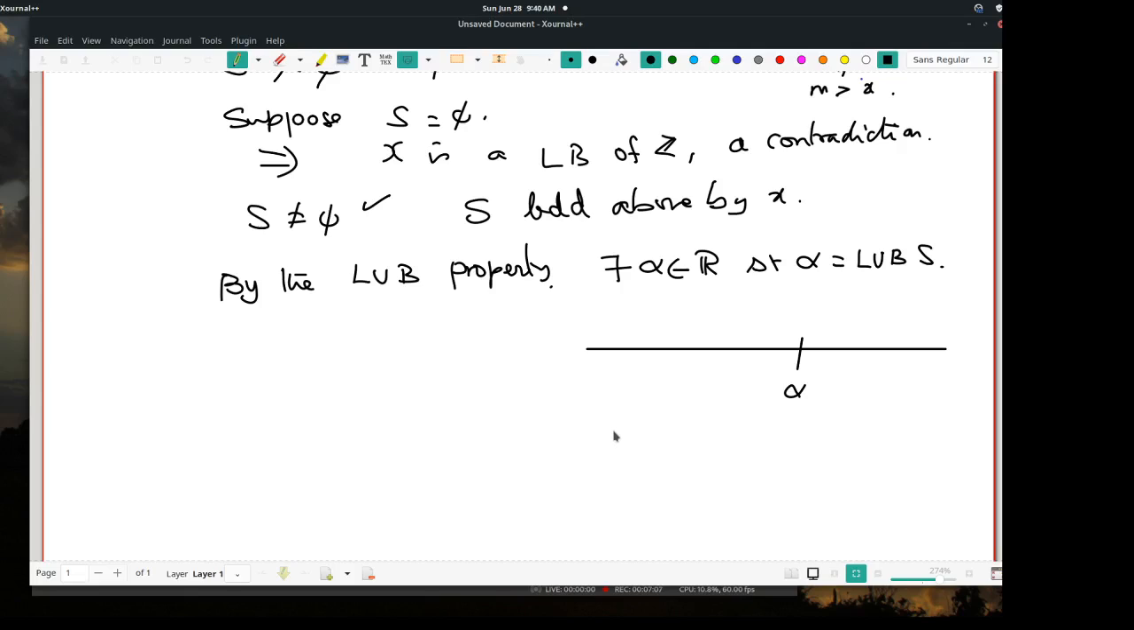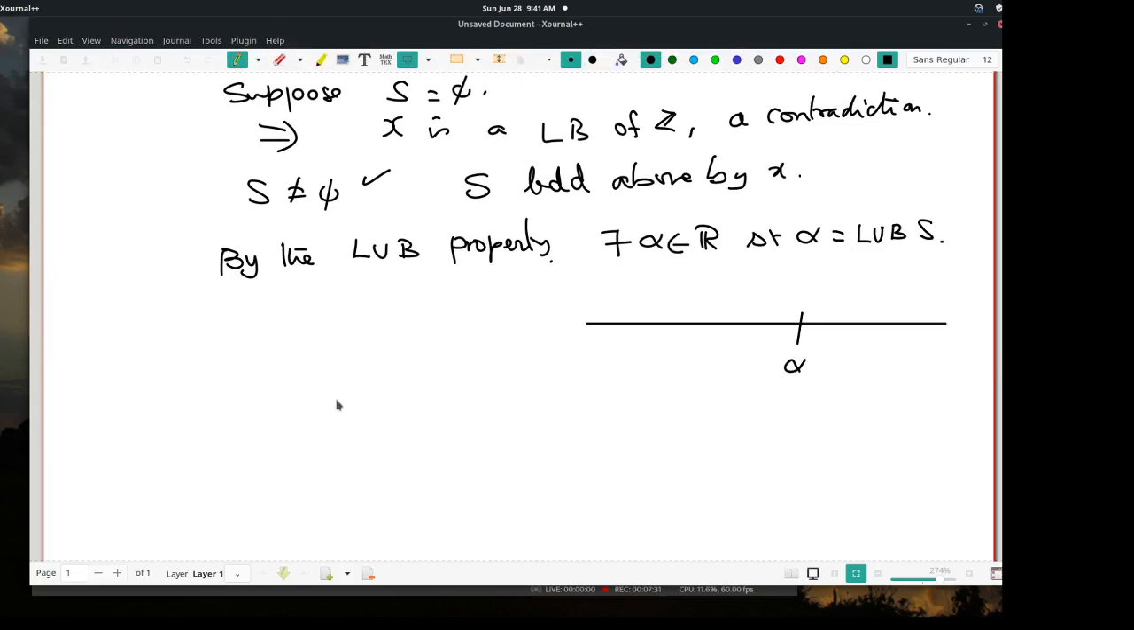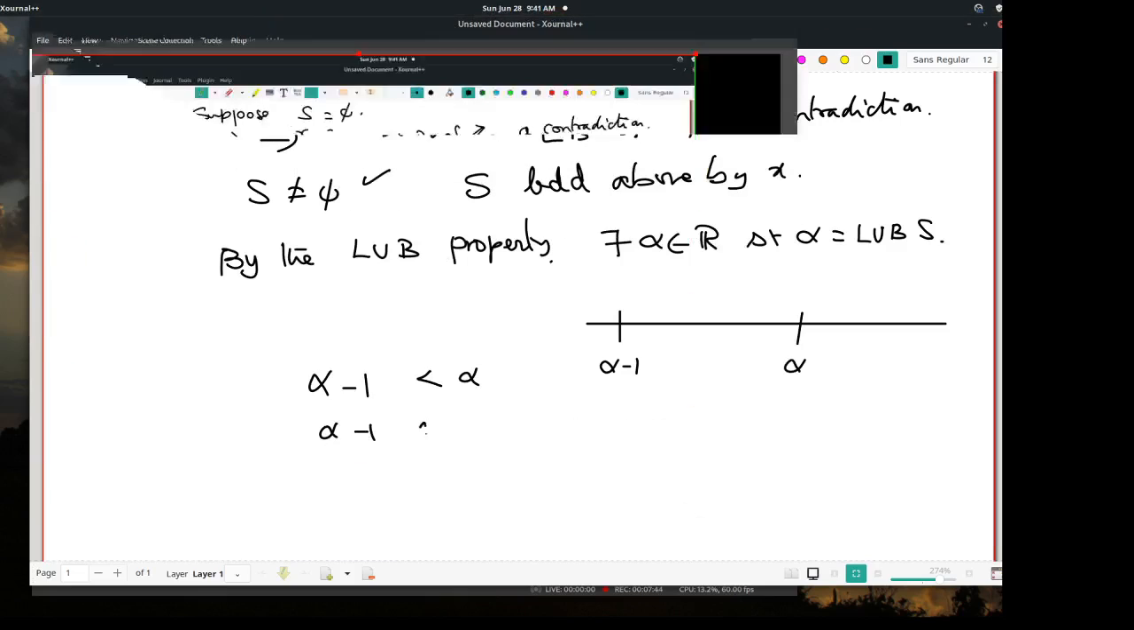Very good. Now, since alpha is the LUB, we had already seen, the moment you give me alpha is the LUB, what should I look for? I should look for a number less than alpha, and then get an element of S. So that's what we want to do. Since S is a set of integers, again in the Archimedean property, what number will I look for? I'll look for alpha minus 1, right? Therefore, I have alpha minus 1 and this is less than alpha, therefore alpha minus 1 is not an upper bound.